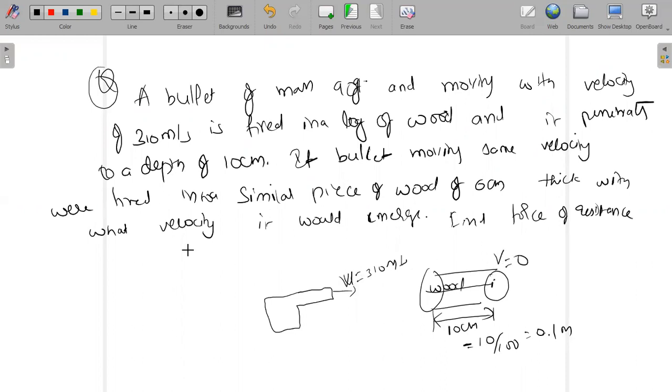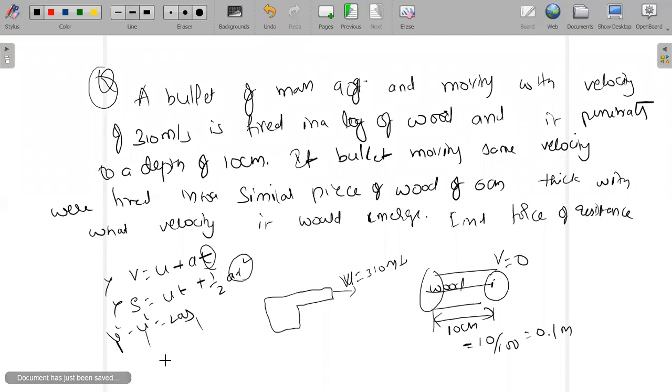So this is initial velocity. We have the relationship v = u + at, but we don't know the time. Another formula we have is s = ut + ½at², here also we don't know time. We cannot use these two formulas. Third formula is v² − u² = 2as. We know v, we know u, we know s, s is nothing but the distance. So substitute this. What is v? That is 0² − 310² = 2 into acceleration, distance is 0.1. So you can calculate the value of a.